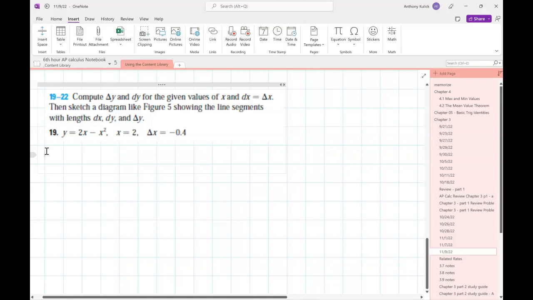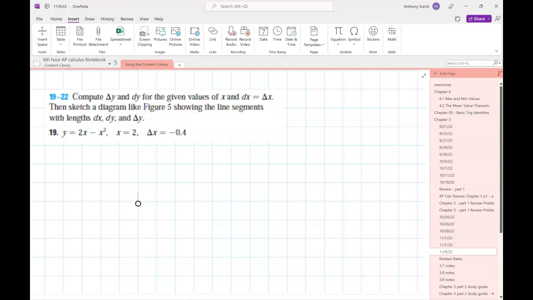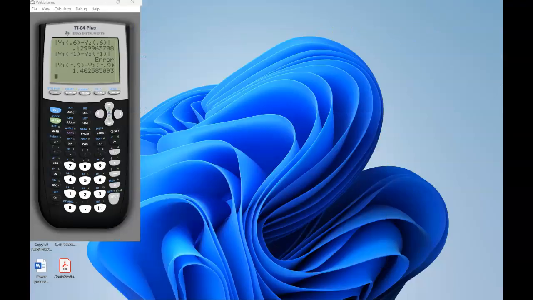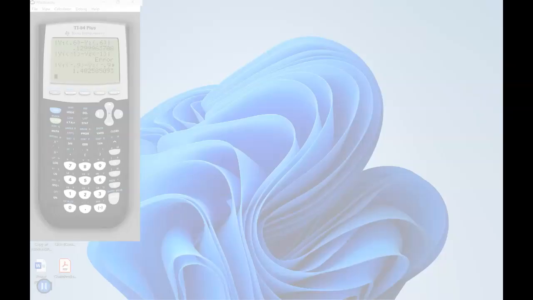All right, so it says compute delta y and dy for the given values of x and dx equal to delta x. Then sketch the figure showing line segments with lengths dx, dy, and delta y. Let's grab that figure 5 also. That'll help, right? So you guys can all see what it is that they're talking about. Did you go back and look at figure 5? Yeah, I did. Good.